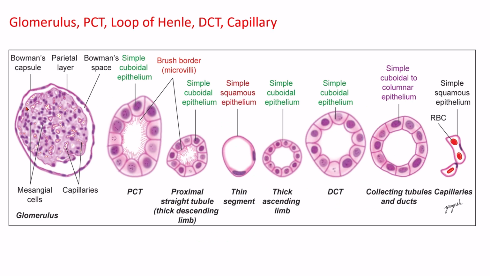Here you can see the glomerular capillaries with the mesangial cells, and this is the visceral layer with the podocytes, and this is the parietal layer with the squamous epithelium. This is the urinary space or Bowman space, the proximal convoluted tubule with the brush border, then the thick descending limb of the loop of Henle with the brush border, the thin segment of the loop of Henle, the thick segment of the loop of Henle, which is more or less similar to the distal convoluted tubule. Here you can see the clearly demarcated cells in the distal convoluted tubule, which continues with the collecting tubule, which is lined by simple cuboidal to columnar epithelium. And here you can see the simple squamous epithelium lining the capillaries.